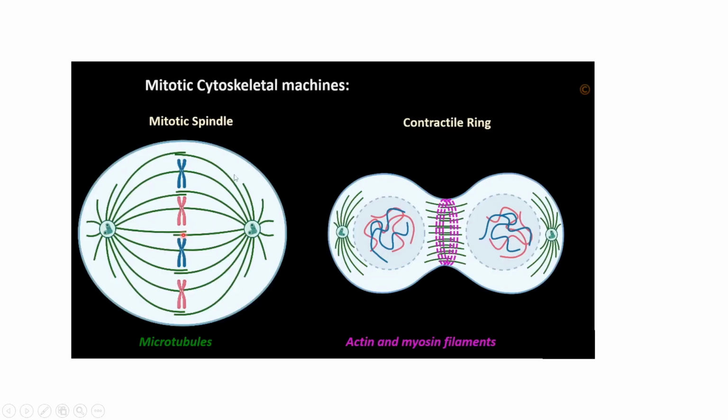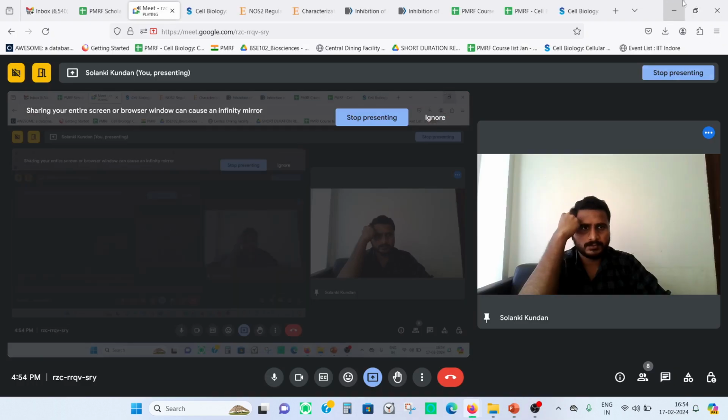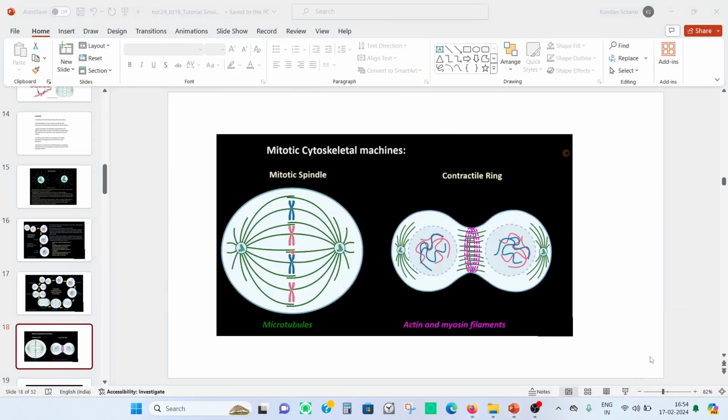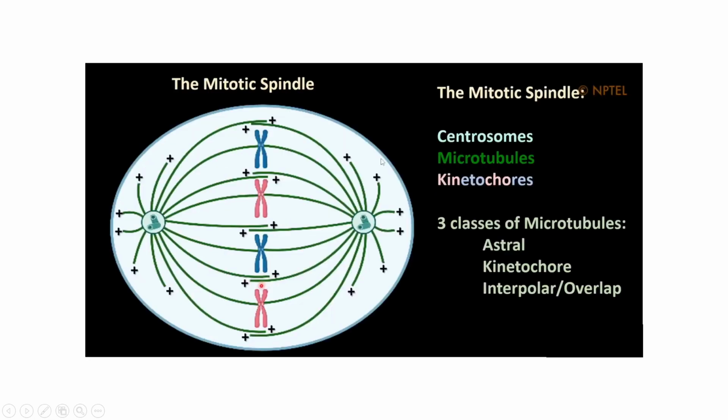So generally these are the two mitotic cytoskeletal machines present during cell division. One is the microtubules and another is actin and myosin filaments. During the mitotic spindle formation, mitotic microtubules form the mitotic spindle, and actin and myosin help in the contractile ring formation during the cell division.